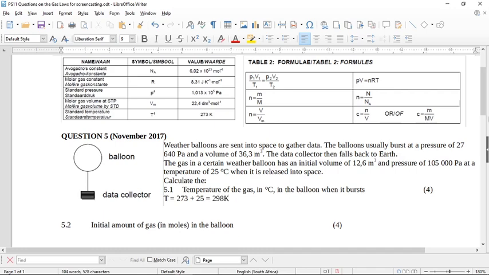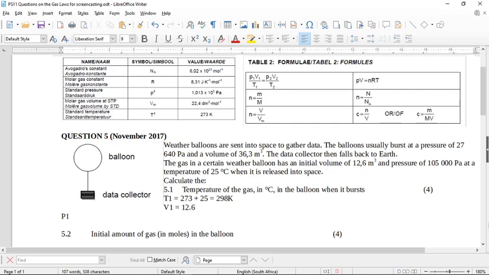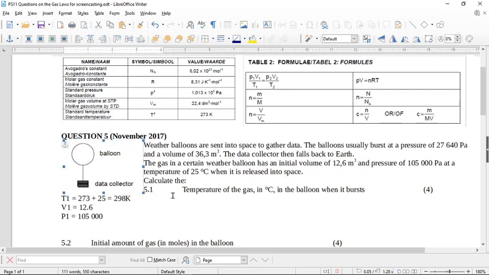So let's look. We know this is going to be T1, okay, because this is the temperature on the Earth. We're going to use P1 V1 over T1 equals P2 V2 over T2. We're going to use this because we're comparing the temperatures and pressures of the balloon in two different situations as it goes into space. So we're going to call T1 where it's filled on the ground. So then V1 is going to be 12,6 and P1 is going to be 105,000.